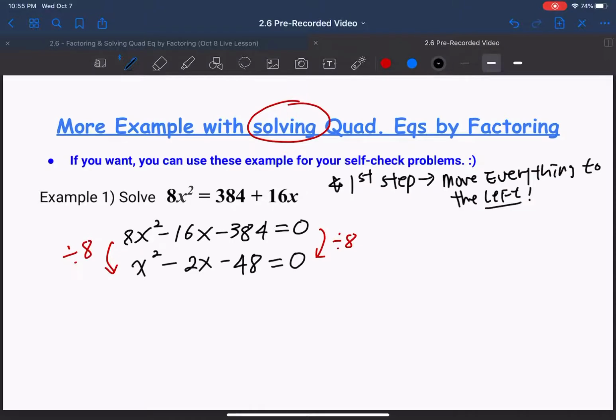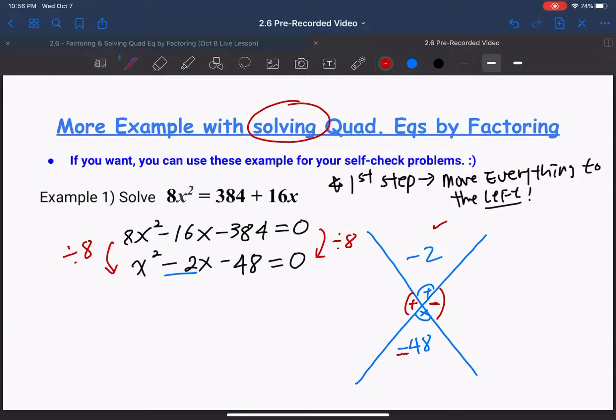So let's factor this. How are we going to factor? Let's use the x method. I have a negative 48 here. The top is our sum, negative 2. Now I have to find two numbers that multiply to negative 48 and add to negative 2. Since my product is negative, one of the numbers has to be negative, so plus and minus, different signs. And since my sum is negative, the bigger number has to be negative.